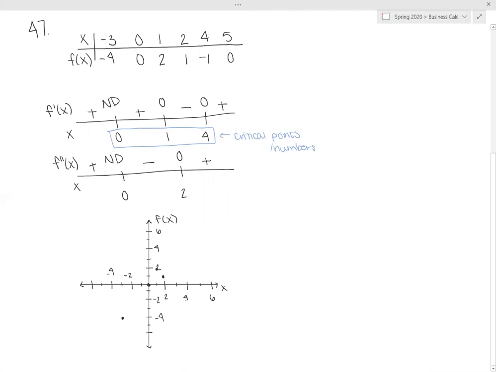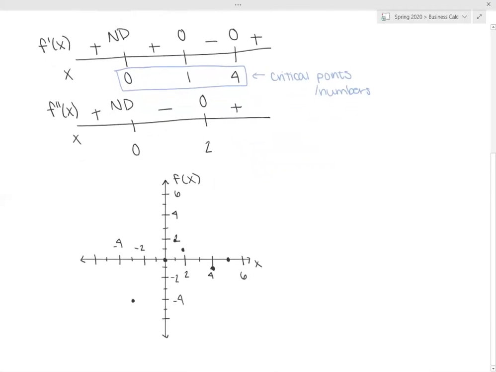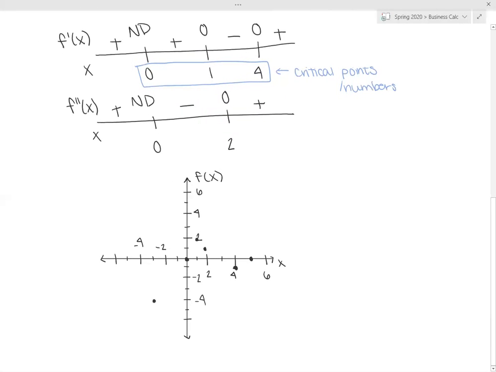Okay, and then 4, -1. And then finally 5, 0. Okay. So those are our points. Try to make these a little bigger so they're easier to see. And they're kind of ugly, so apologies, but it's just how it's gonna have to be. Okay, awesome. So now that we have all of our points plotted, let's go up to our sign charts, okay?